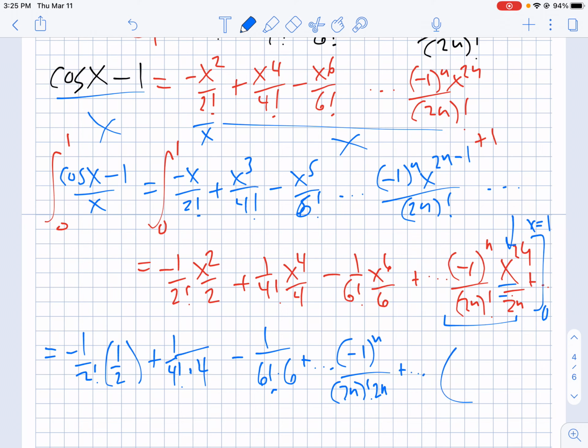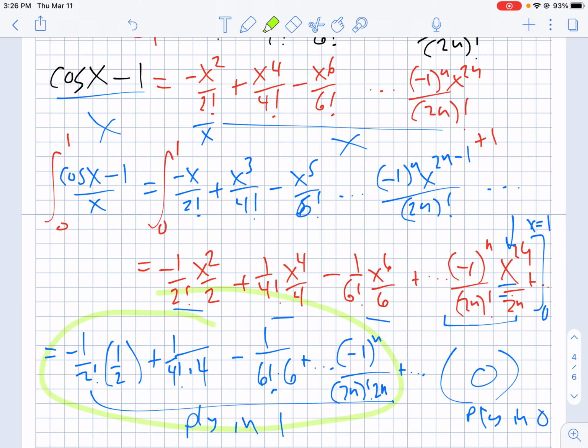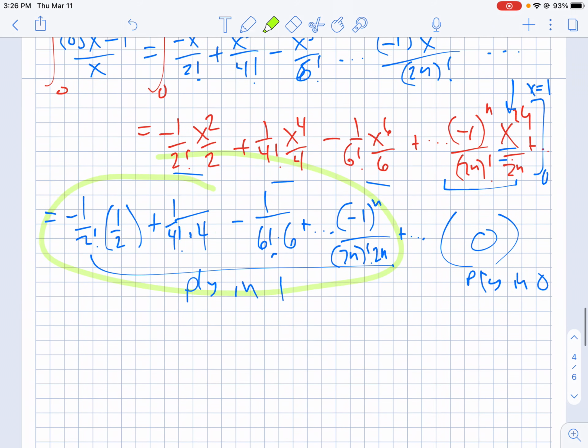Okay, and now, of course, this all was what happens when we plug in 1. If you plug in 0, the great thing is every term has an x, so every term is just 0. All these terms have an x in it, so plugging in 0 does nothing. So it's a little messy, but again, this is our integral from 0 to 1 of this function, which we're just writing as a series there. Okay, that's pretty cool.